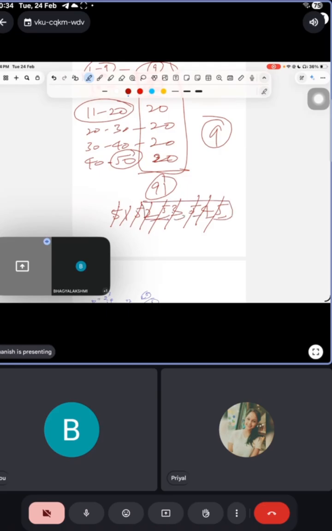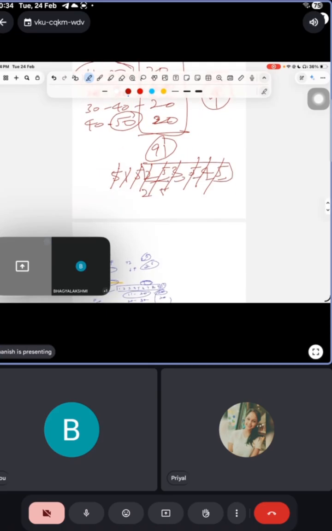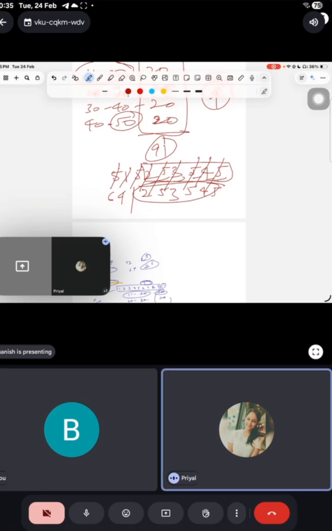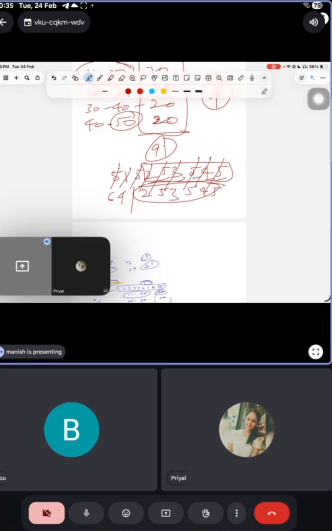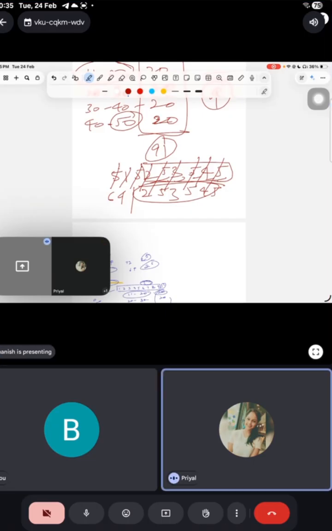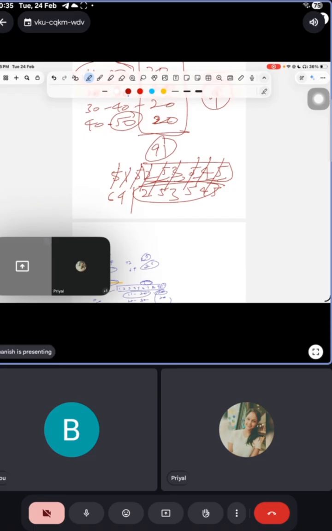Now you guys do one thing. 2, 5, 3, 5, 4, 5. Divide by 64 with the help of the calculator, immediately, guys. Don't tell the quotient, tell the remainder. 2, 5, 3, 5, 4, 5 divided by 64, tell the remainder, guys.